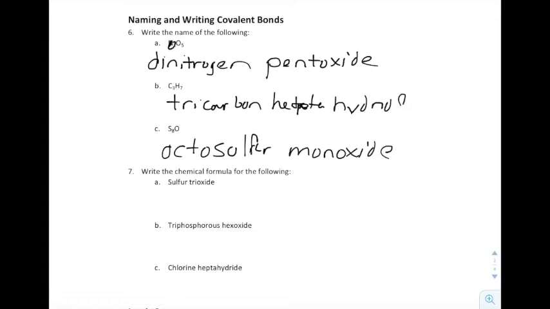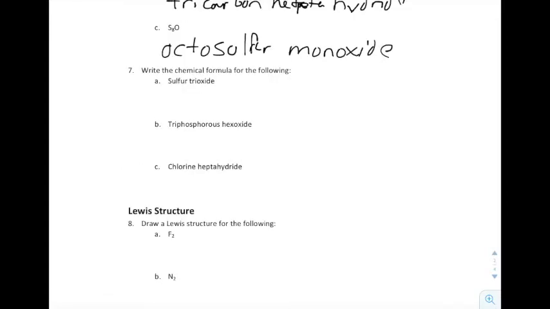So now you want to write the chemical formulas given the names that are present. When you look at these, you would say, okay, sulfur trioxide. The fact that there's just a sulfur indicates that there's just an S, and the fact that it's trioxide means that there are 3 oxygens.